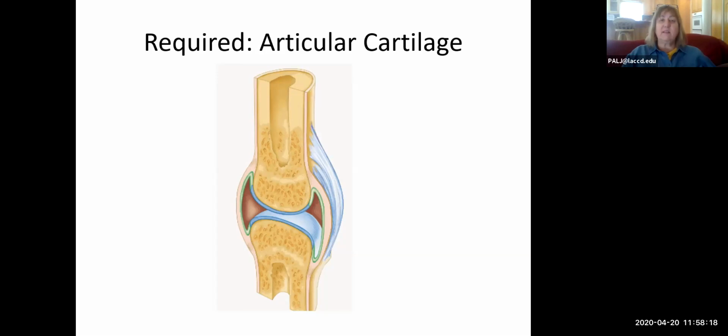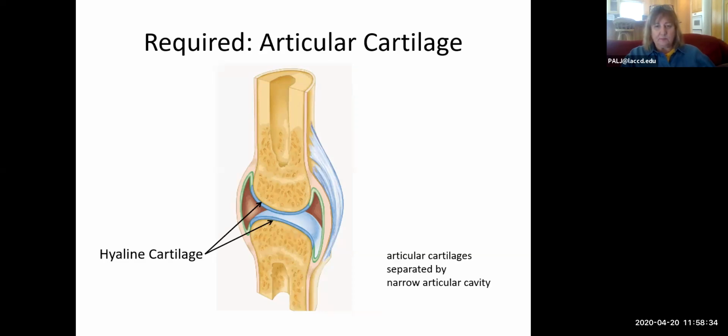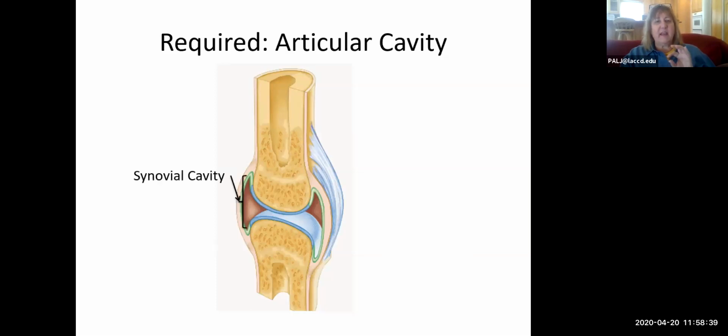Well, the first thing that's required for a synovial joint is required for every joint, and that is this blue area here of hyaline cartilage, which we call articular cartilage. So you can say either hyaline cartilage at the articulation or articular cartilage. And these cartilages now are going to be separated by a narrow cavity called the articular cavity or the synovial cavity. So synovial cavity is the correct name for it.